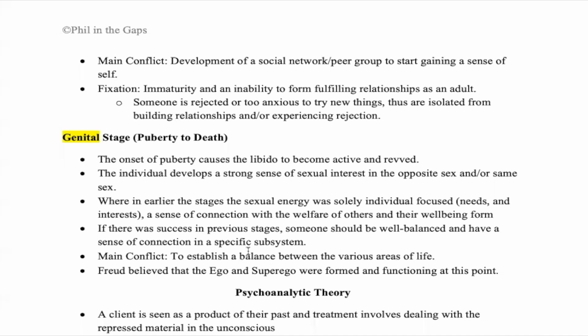So, a quick review of the genital stage. This is where somebody is going to start developing sexual relationships with the opposite sex or the same sex, depending on how they identify. They're also going to try to find a balance in their life between relationships, career, and who they are as an individual, while also continuing to develop relationships and to create a next generation or impact the next generation in some way, shape, or form. So, those are the psychosexual stages of development.